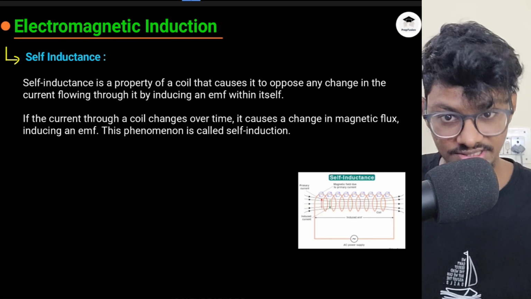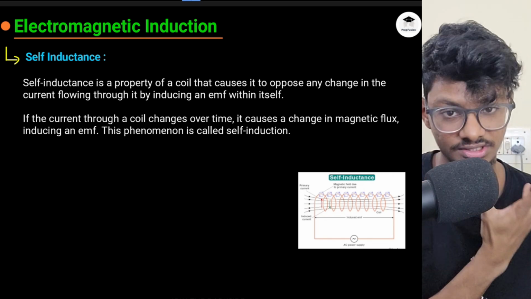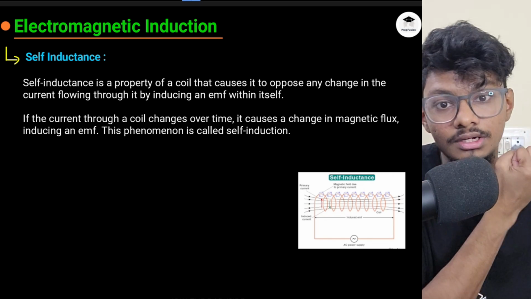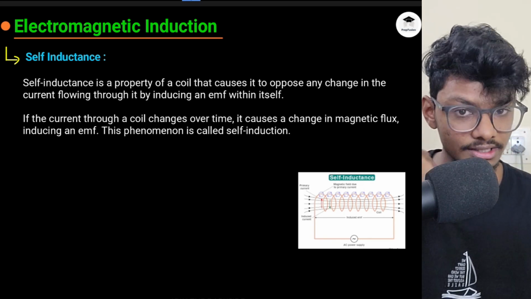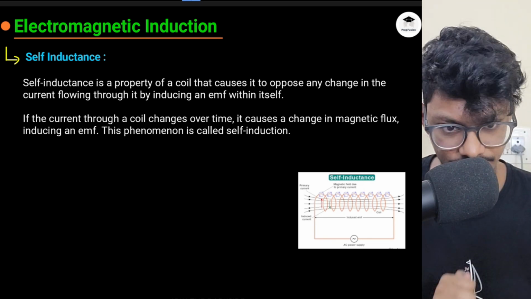So there is one device that can store charges, and there has to be another device that can generate magnetic field. The capacitor used to generate electric field between its plates, and here the inductor generates magnetic field.